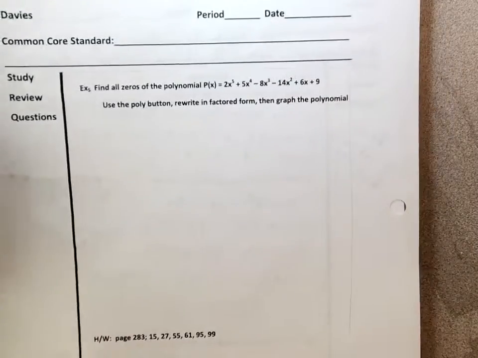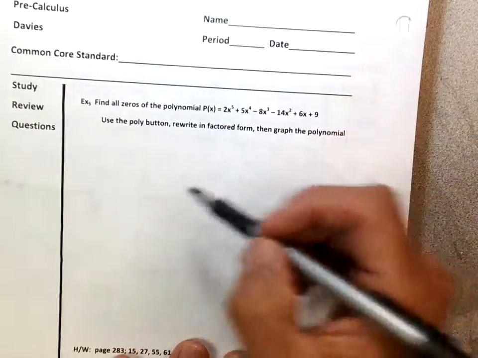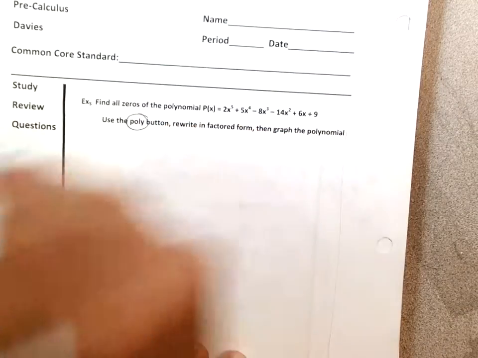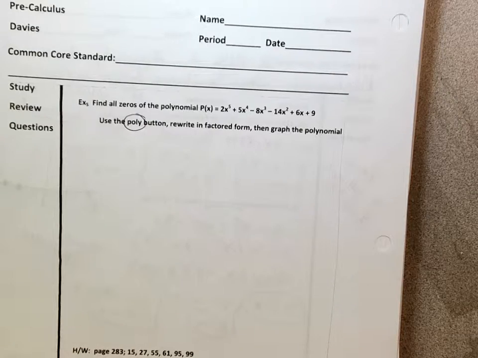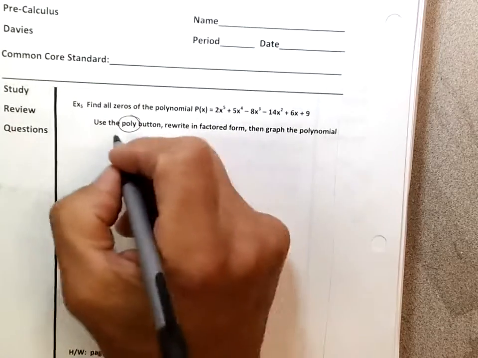All right. My favorite button, the poly button. Okay, now these calculators are so cool. It has a thing called the poly button. What does the poly button do? It finds zeros.